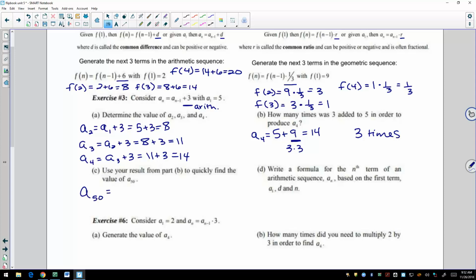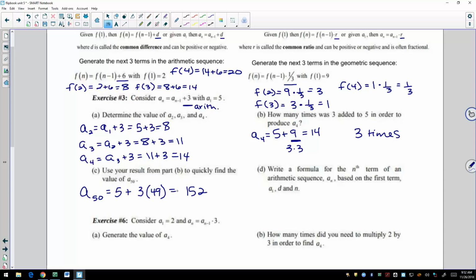So you always start with the first output of the first term. That was 5. And you're going to add on the number 3 49 times. It's always one less than the term you're finding. So that turns out to be 152.